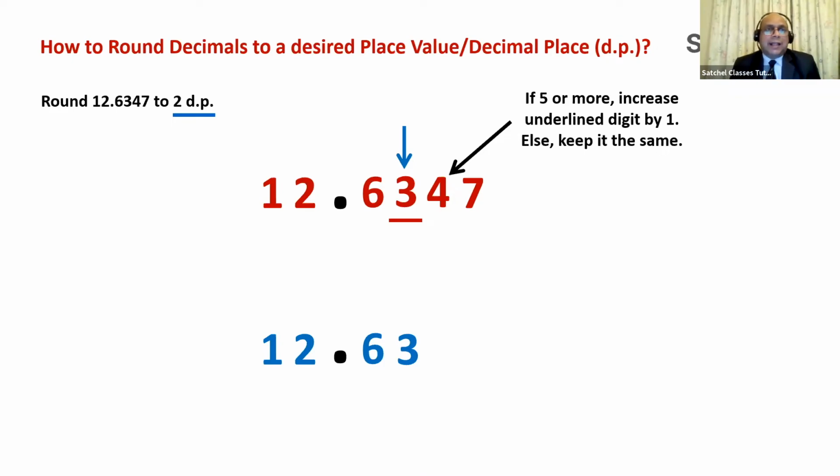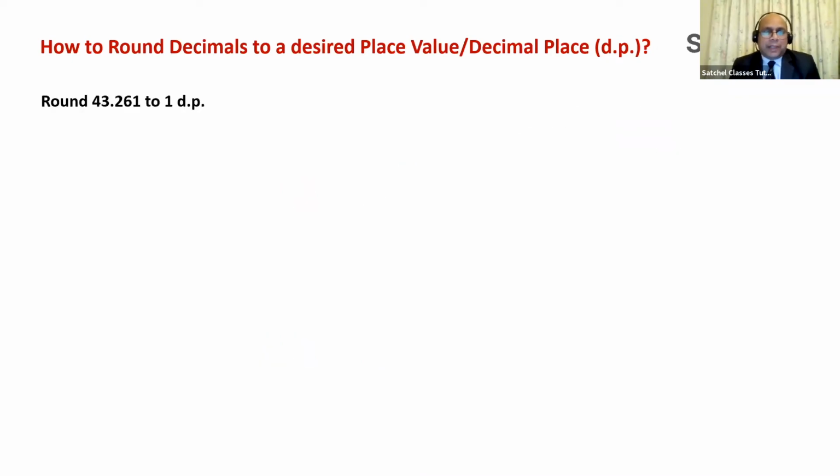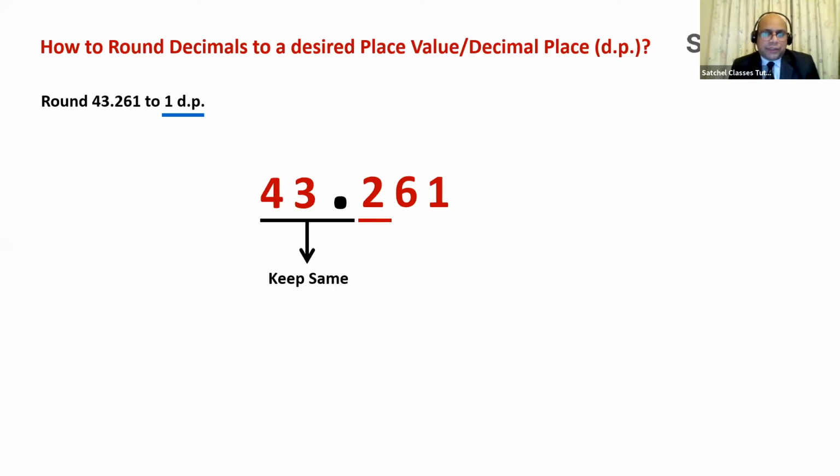Okay, let's look at one more example. Round 43.261 to 1 decimal place. Let's write the digits 43.261, and let's underline the first decimal place, which is 2. Right? We have underlined 2. Anything preceding 2, you put them as it is. So 43 and the decimal point will go as it is.